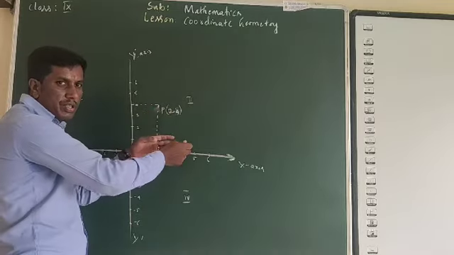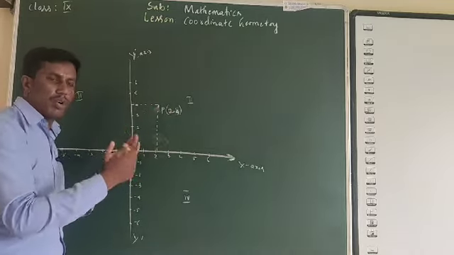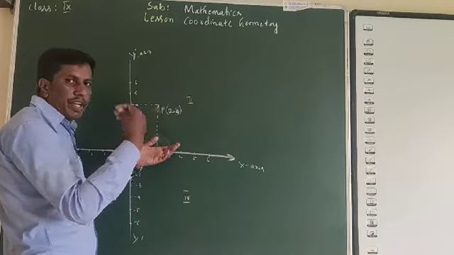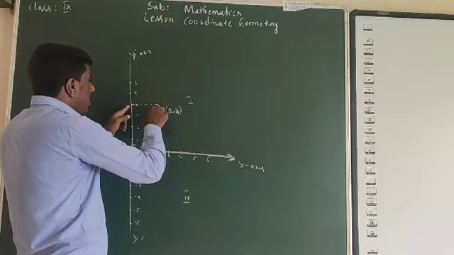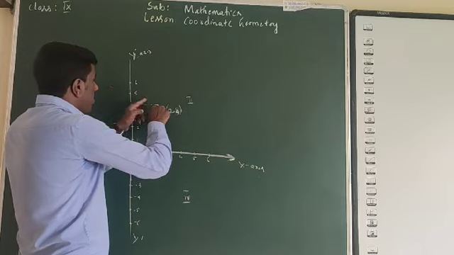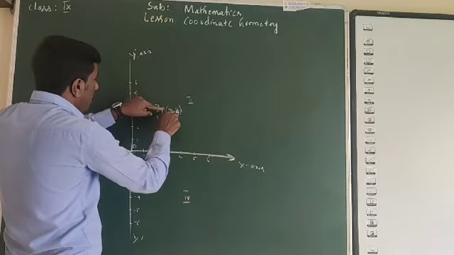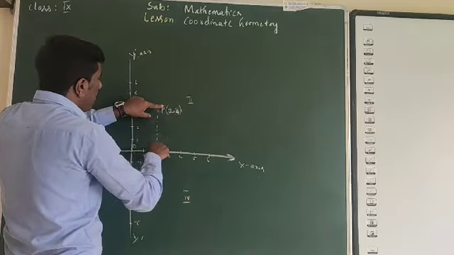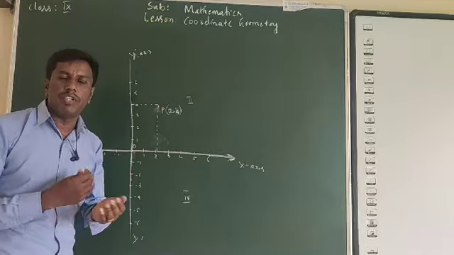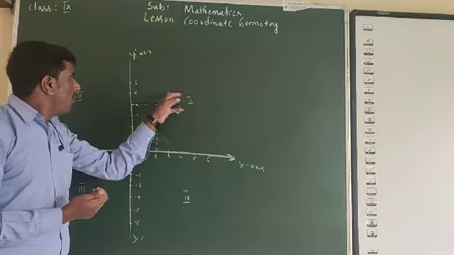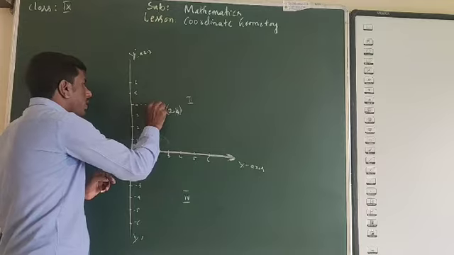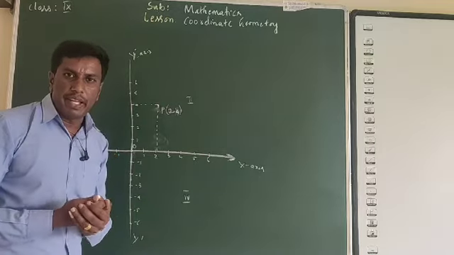The point is 2 units, whether it may be meters or centimeters, whatever it may be. I will take it as units. So the point will be 2 units distance from the y-axis, and 4 units distance from the x-axis. So this is the meaning of the point. Like that we need to locate the point in the plane.